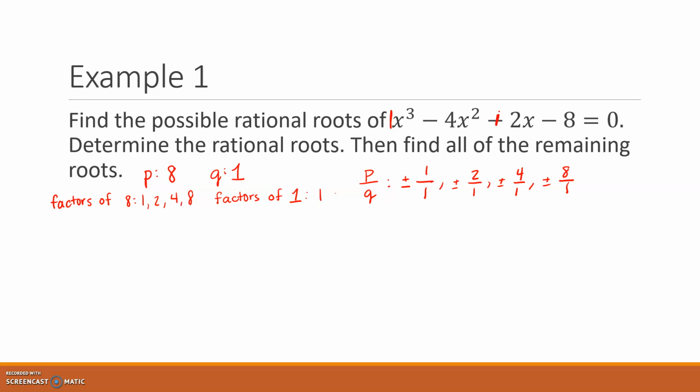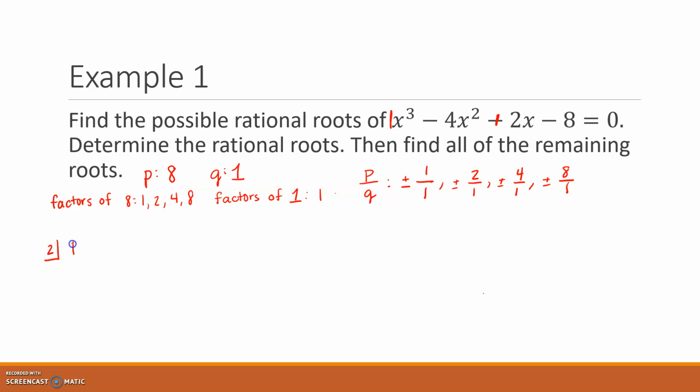So what we need to do now is actually test them. We are going to use any of these 8 values in synthetic division to see which one or ones work in order to solve the rest. So we're going to determine which ones of these are actually rational roots for the polynomial. I'm just going to pick a random number from here. I could do 1, -1, +2, -2, etc. I'm going to pick 2 to start with.